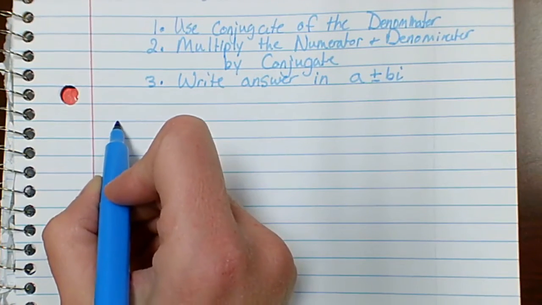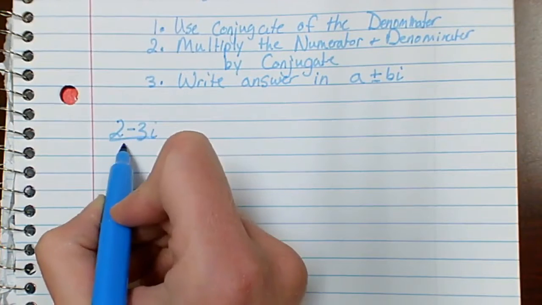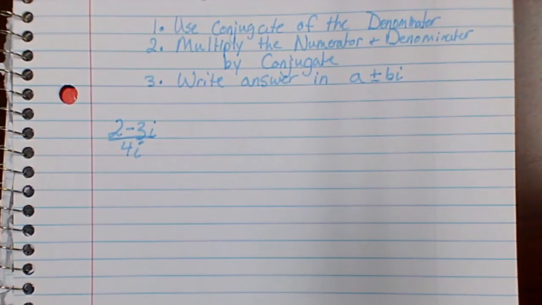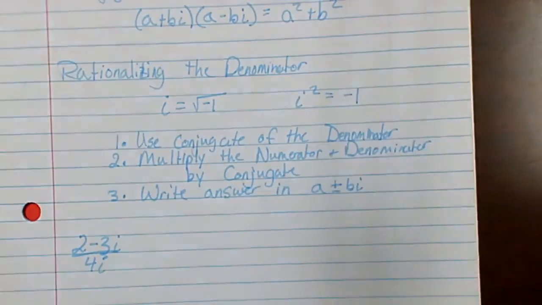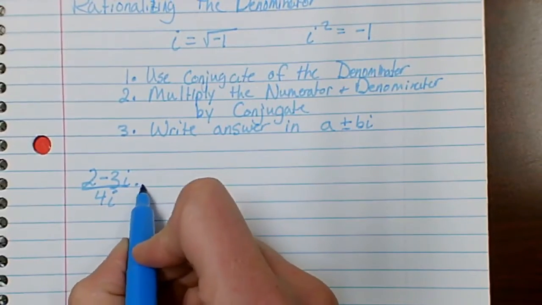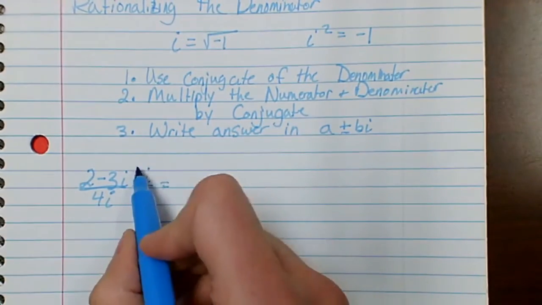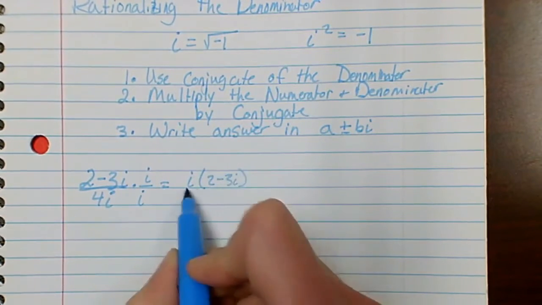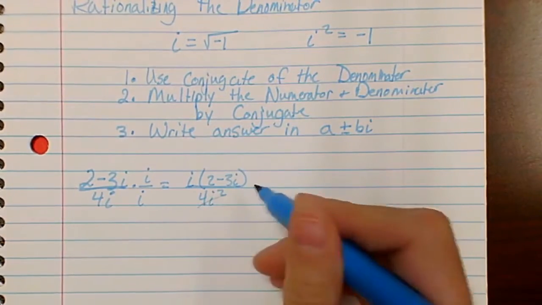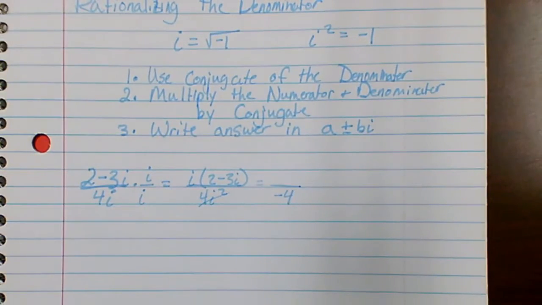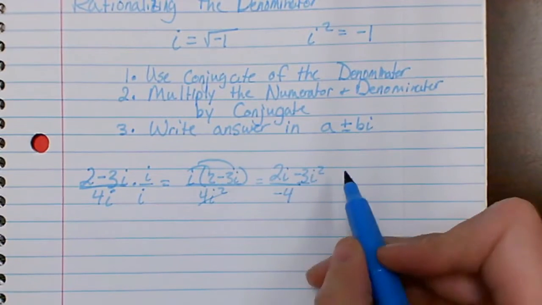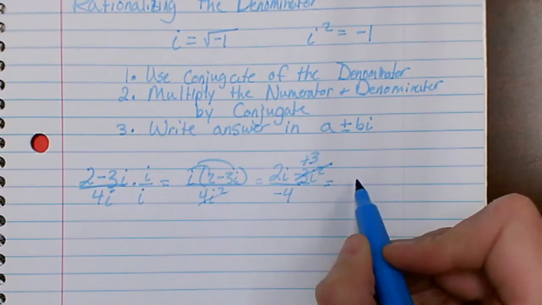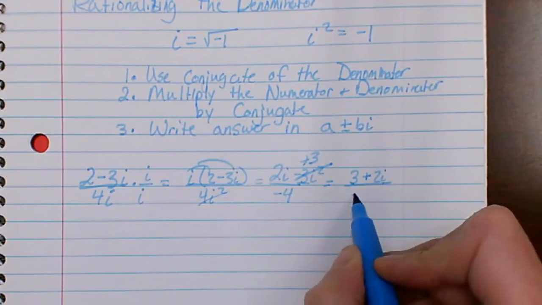First off, let's look at 2 minus 3i over 4i. In order to get the i out of the denominator, remember i squared equals -1. So if we multiply the denominator and numerator by i, we will get i times 2 minus 3i all over 4i squared. Well, that 4i squared becomes a -4, thus eliminating our i in the denominator. We will have 2i minus 3i squared in the numerator. The -3i squared becomes +3, so we'll have 3 plus 2i over -4.